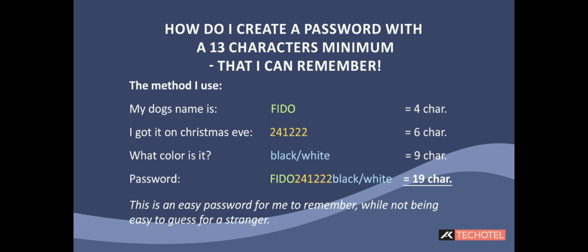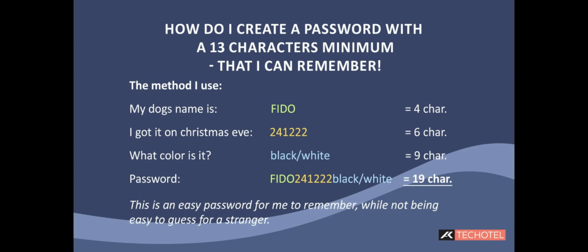As I promised in the beginning, I will show you an easy way to create a password that has a minimum of 30 digits that I can still remember, and is easy to use. The method I use is that I ask myself some questions. And in this case, I use this. My dog's name is Fido. I put that in with capital letters.